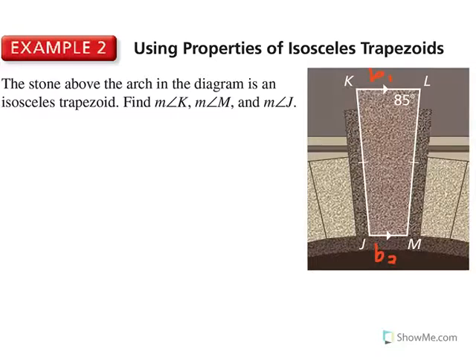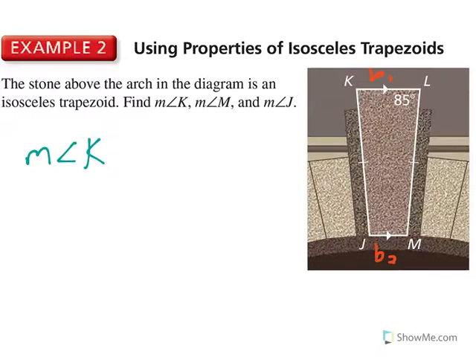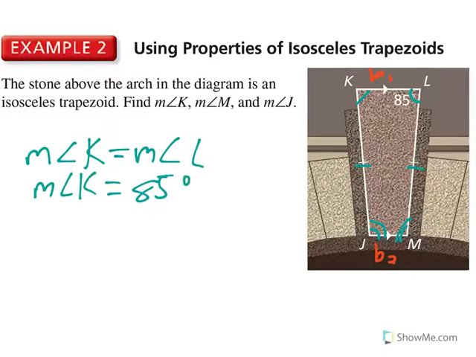And it asks us to find the measure of angle K first. So let's look at it. We said that if our trapezoid is isosceles, then it follows that each pair of base angles is going to be congruent. Since we know it's isosceles, it tells us in the problem and it shows us on the picture that my base angles are congruent. So both of the angles on base 1 are going to be the same, and both of the angles on base 2 are going to be the same as well. So the measure of angle K would be equal to the other base angle, the measure of angle L. If I write that out, that means the measure of angle K is going to be 85 degrees.